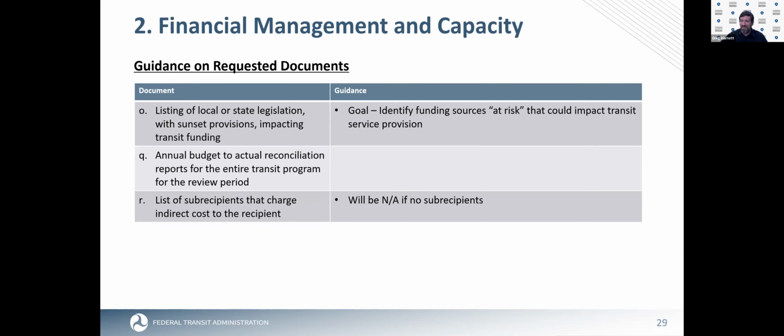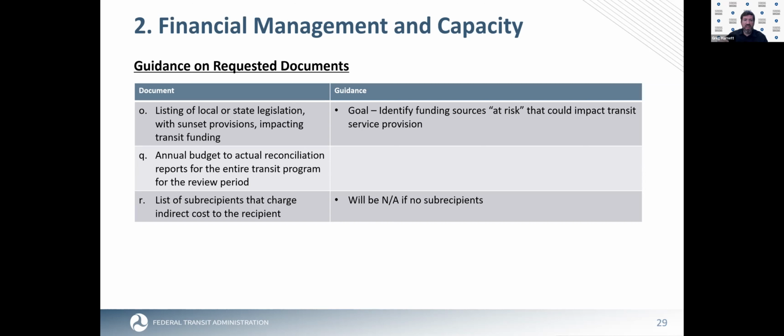All right, we're continuing on. Item O, we're still in financial management and capacity. The RIR asks for a listing of local or state legislation with sunset provisions that might impact your transit funding. We kind of already hit on this. The goal here is to identify any funding sources that are at risk and could impact your service going forward.